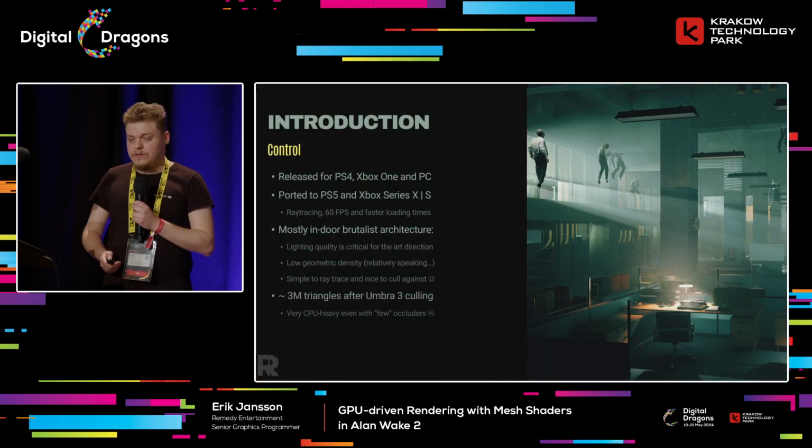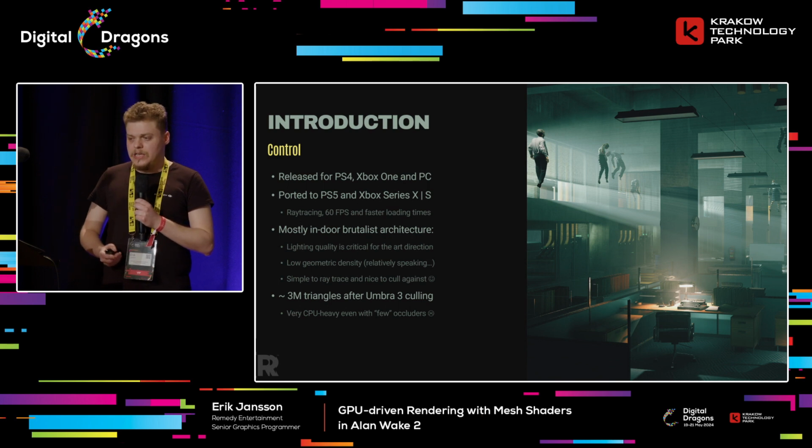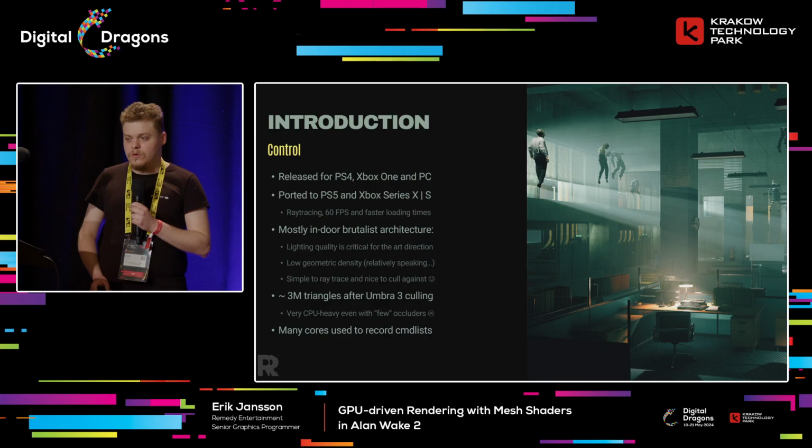This particular scene is around 3 million triangles after CPU side culling. Even then, it's quite CPU heavy. We use Umbra 3 for the culling here. And maybe worst of all, on previous generation consoles, we were using quite a few cores to record command lists, so not very efficient.